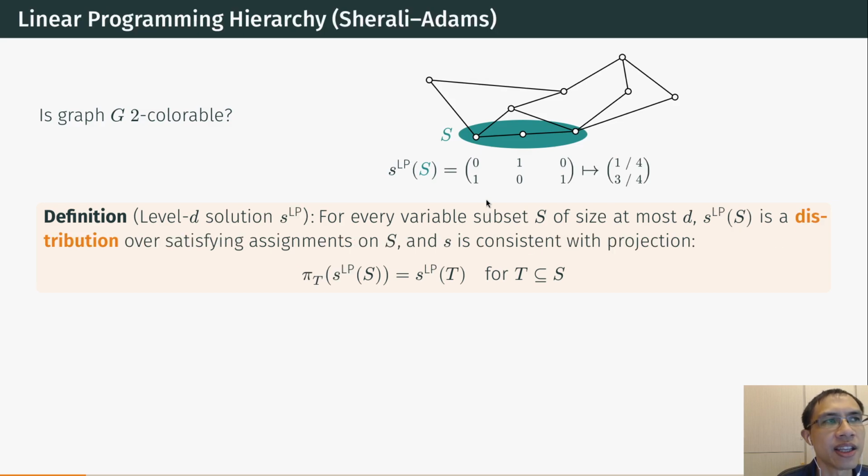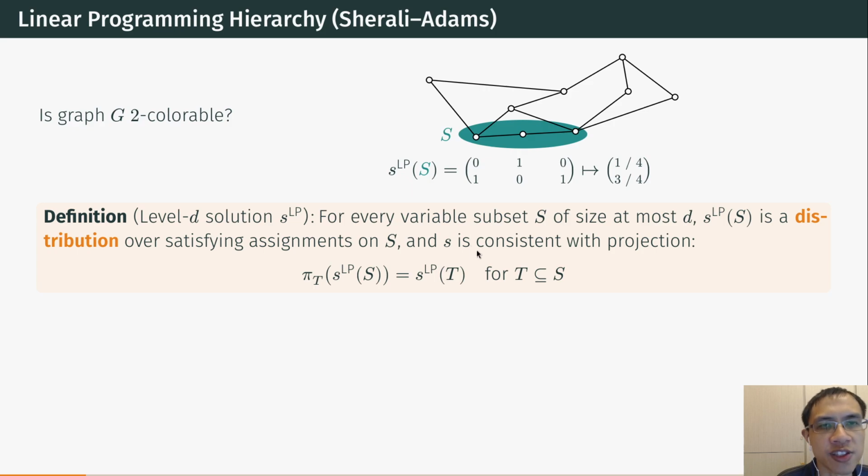Another hierarchy is the linear programming hierarchy of Sherali-Adams. The definition is almost identical. The only difference is that instead of a collection of satisfying assignments, we now have a distribution over satisfying assignments. So in this example, we now have a distribution over satisfying assignments on S.